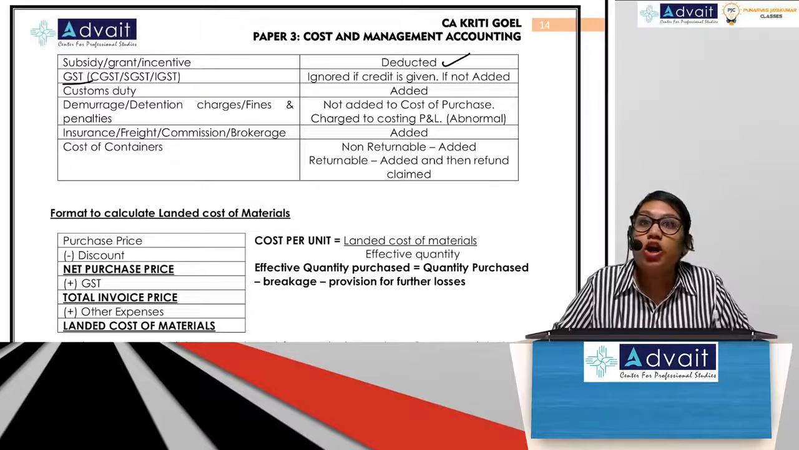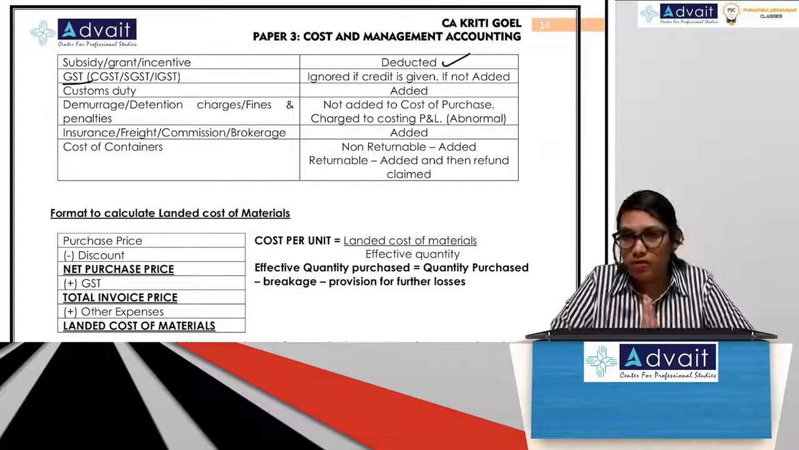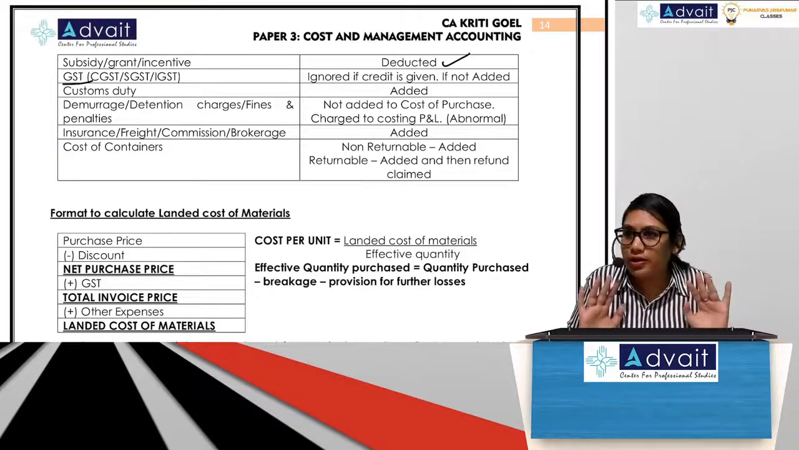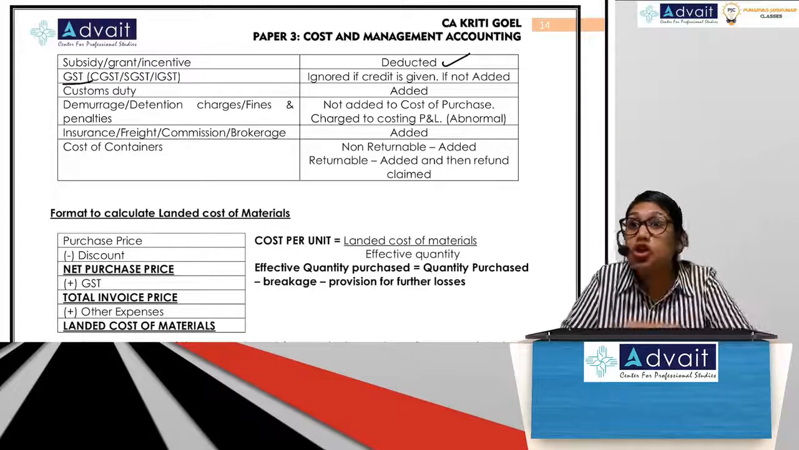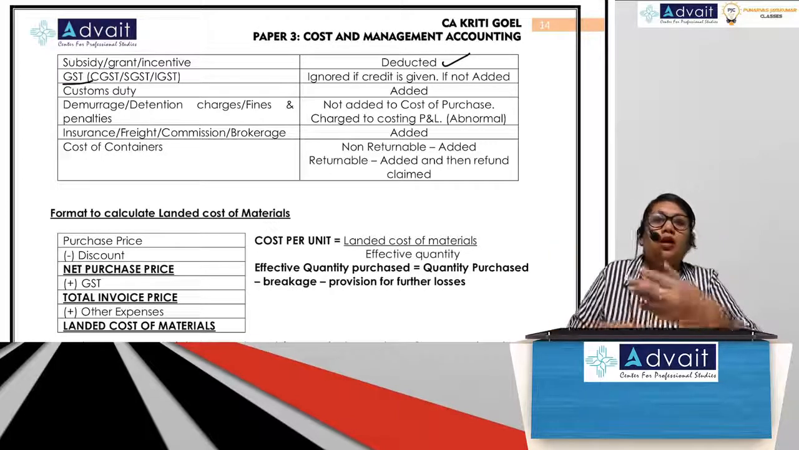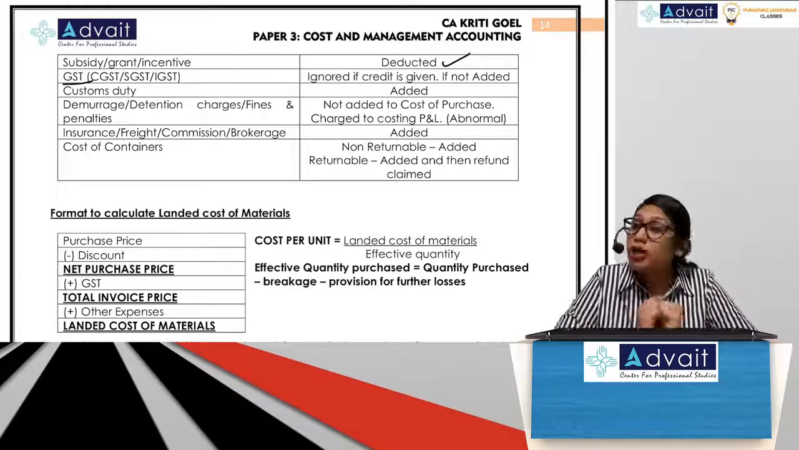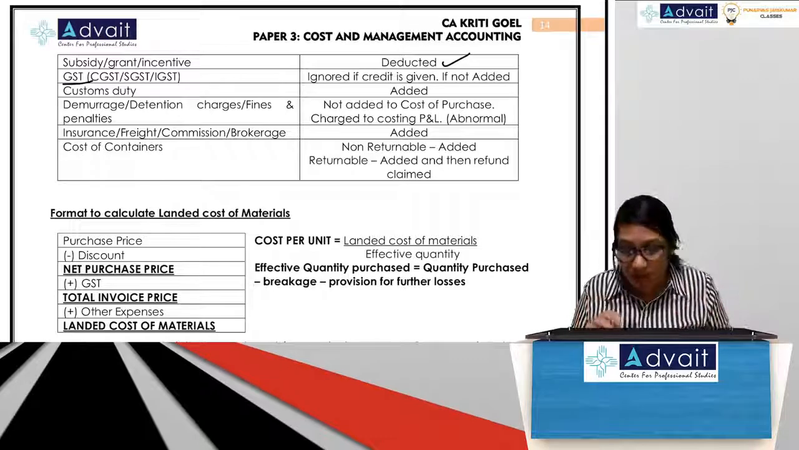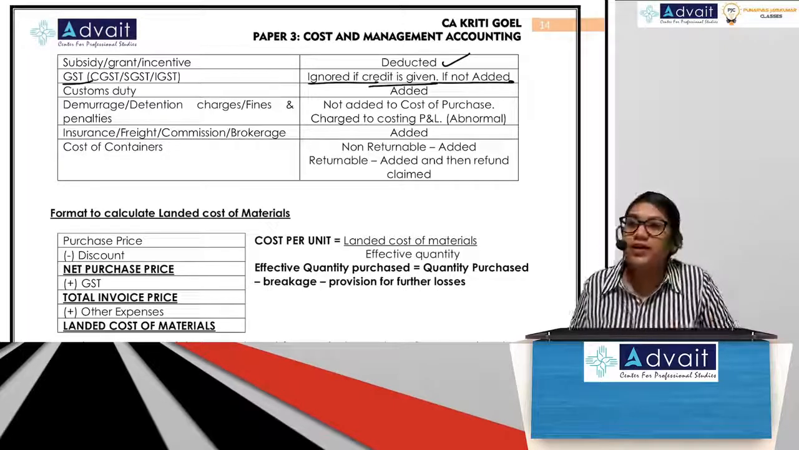GST. Now what do you do with GST? If input credit is available, you're going to get that back, right? So you ignore it. But suppose input credit is not available, then that is extra cost to you. You cannot minus the credit on the purchases made by you, correct? So if input credit is not available, then you add it, because that is extra cost to you. I've written it here: ignored if credit is given. If not, it is added.